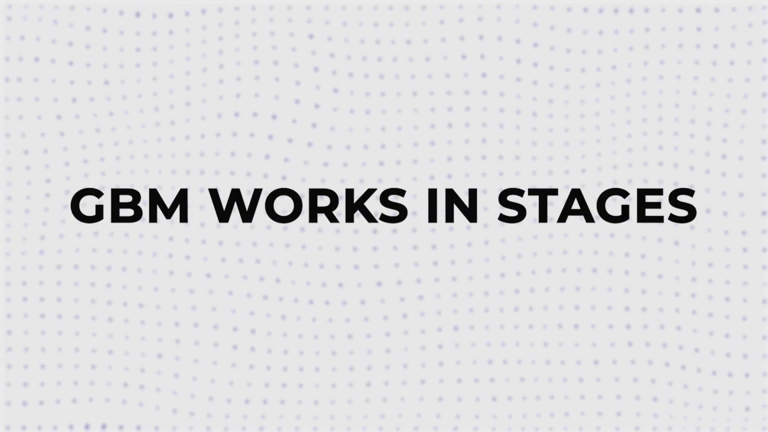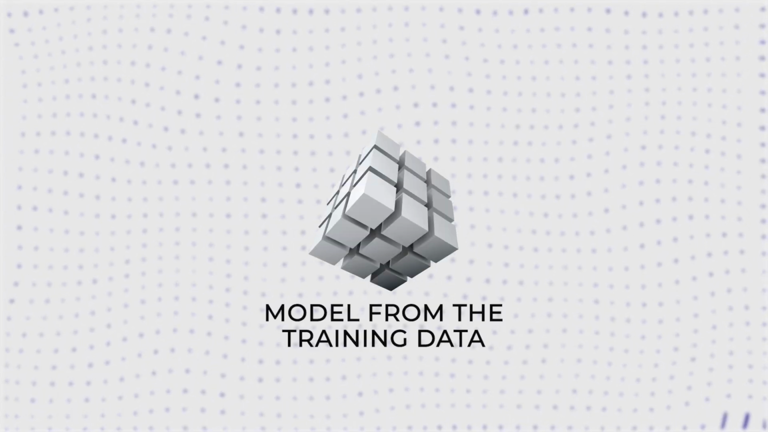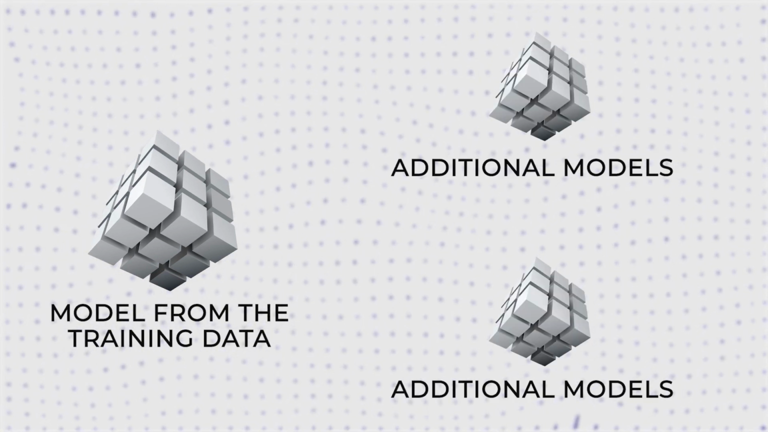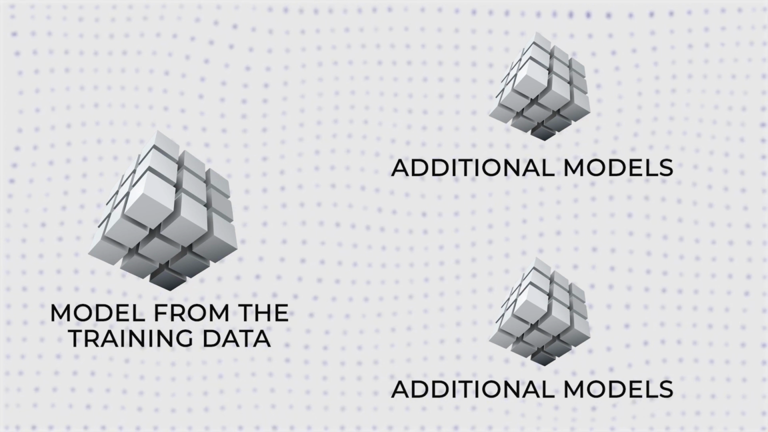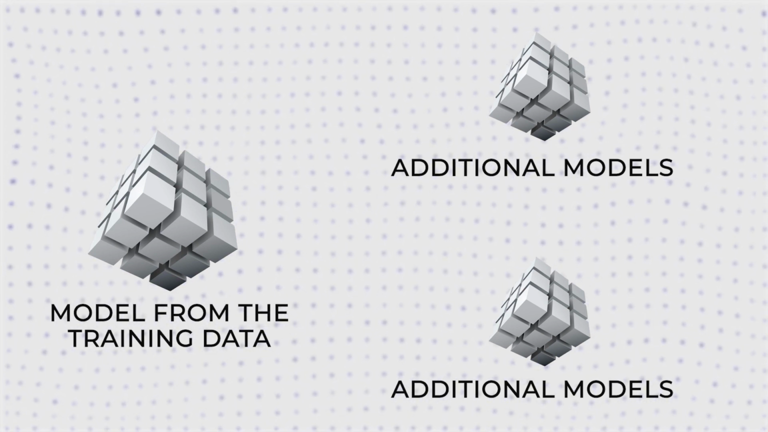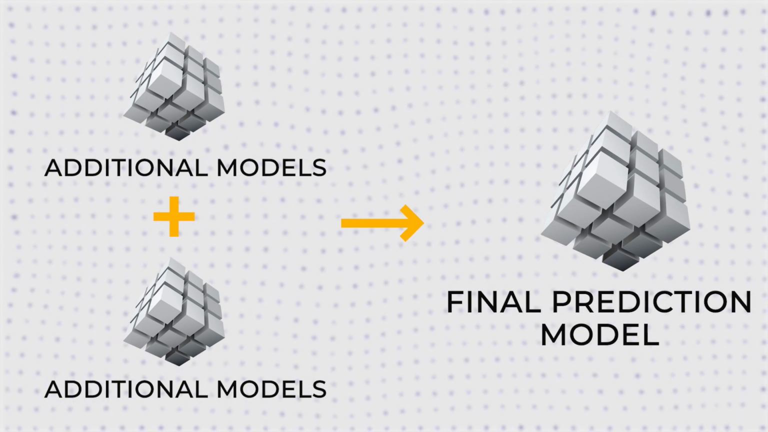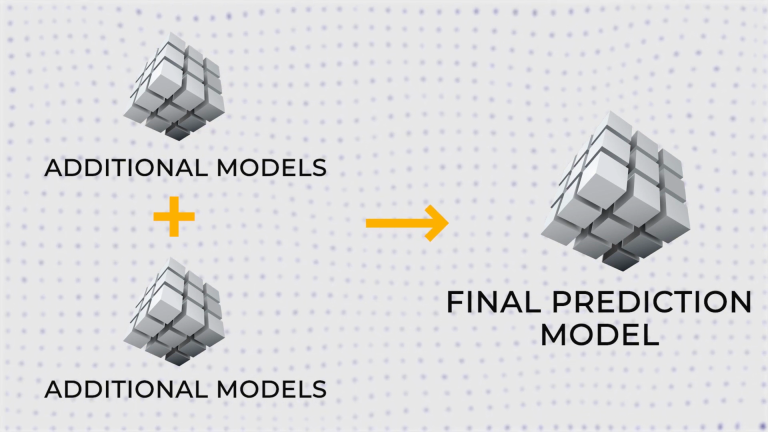GBM works in stages. First, it builds a model from the training data. Then, it builds additional models that correct the errors made by previous ones. These models are added together to make the final prediction model. It's like turning up the volume on the right answers while tuning out the noise.